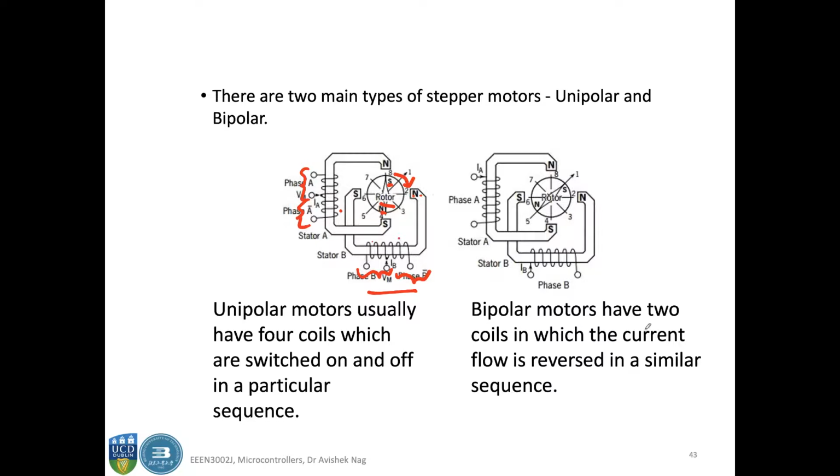Whereas in bipolar motors you have only two coils, so this is one and this is another one. Here the directionality of the current is reversed, in a similar sequence. So in the unipolar case you can have four states for the four different coils. Here you have two coils, but depending on the directionality, each coil would have two separate states. So here also you can have four states. So this is the difference. So you have unipolar and bipolar stepper motors.